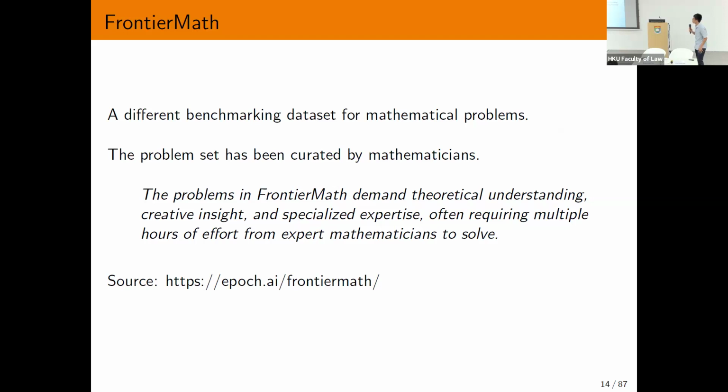The next one is a different data set. This is FrontierMath. It was created by mathematicians. These are very difficult problems that even an expert mathematician would struggle to solve. If you're an expert in the area, it'll take you a couple of hours to solve one. But it's a good set of problems, because you need to be creative and have a deep understanding of an area to solve them.